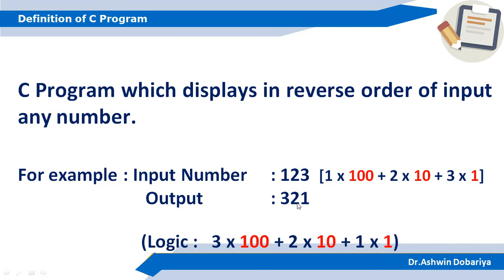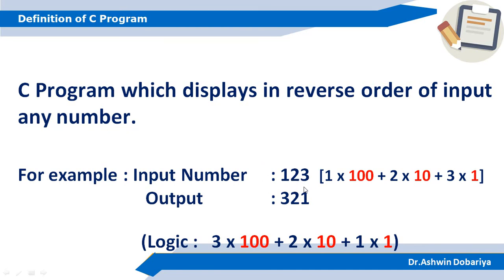Now the very important part is how we can do this. What is the logic behind this program? If we think as per the mathematical rules, any whole number, here 123, this is how the number is actually formed.